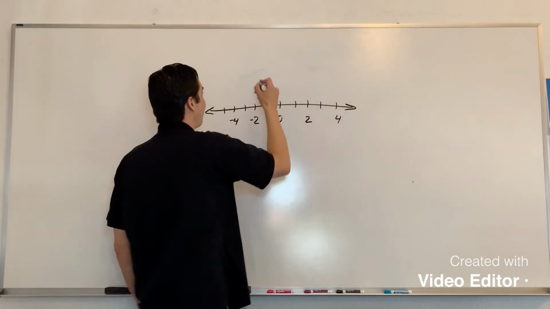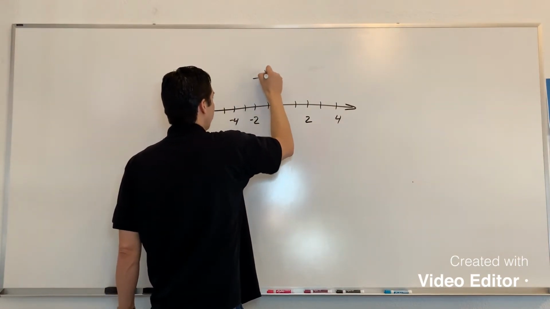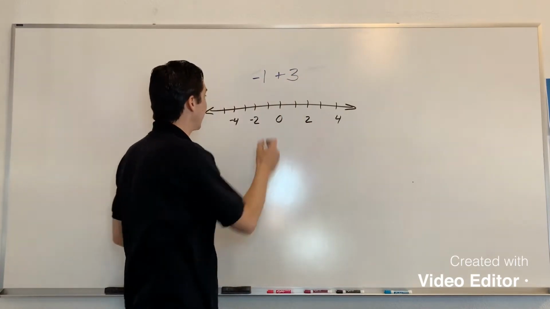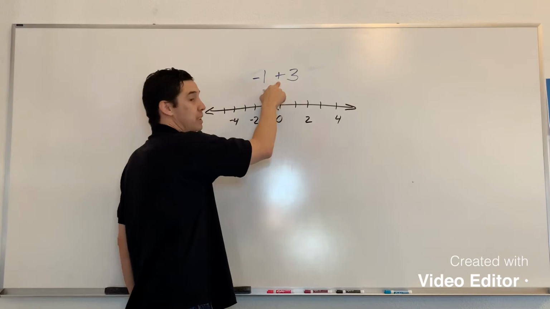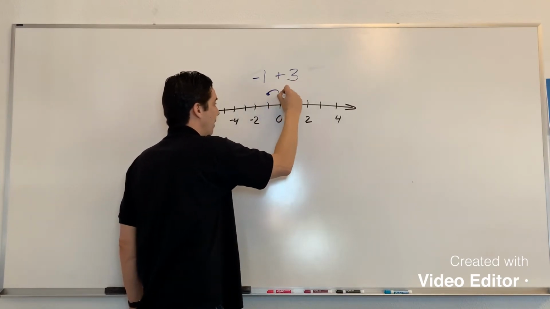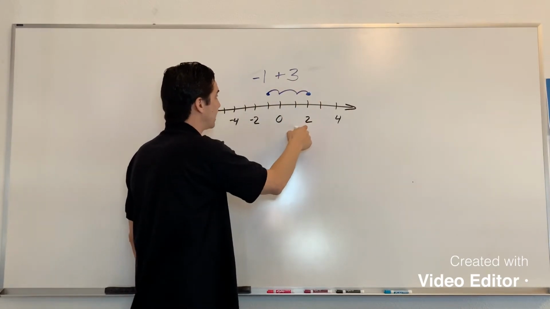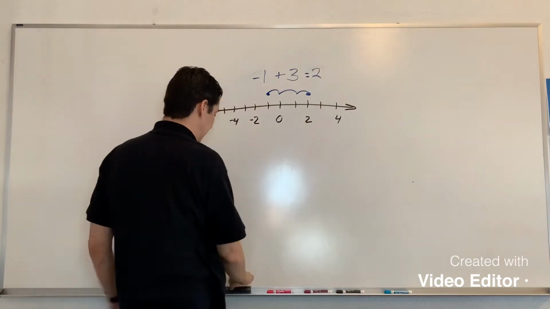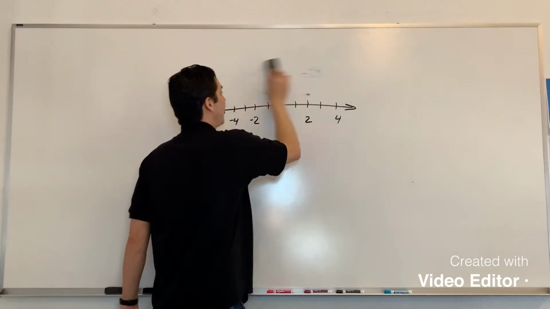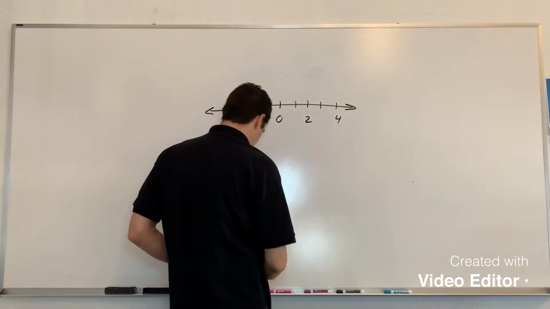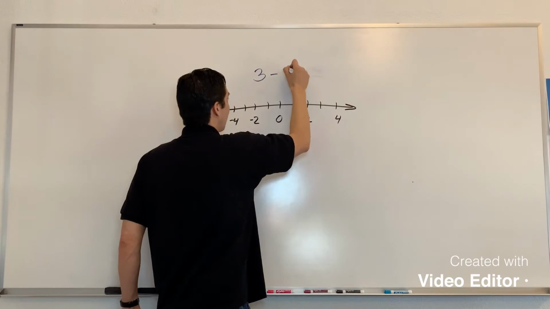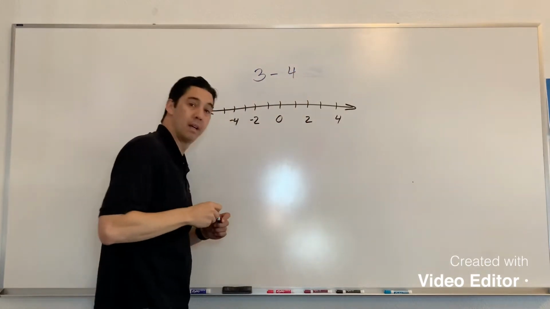Say we have negative 1 plus 3. So you would simply start at negative 1 and go to the right 3. And you would get 2. Simple enough. What if we had 3 minus 4? Very simple.